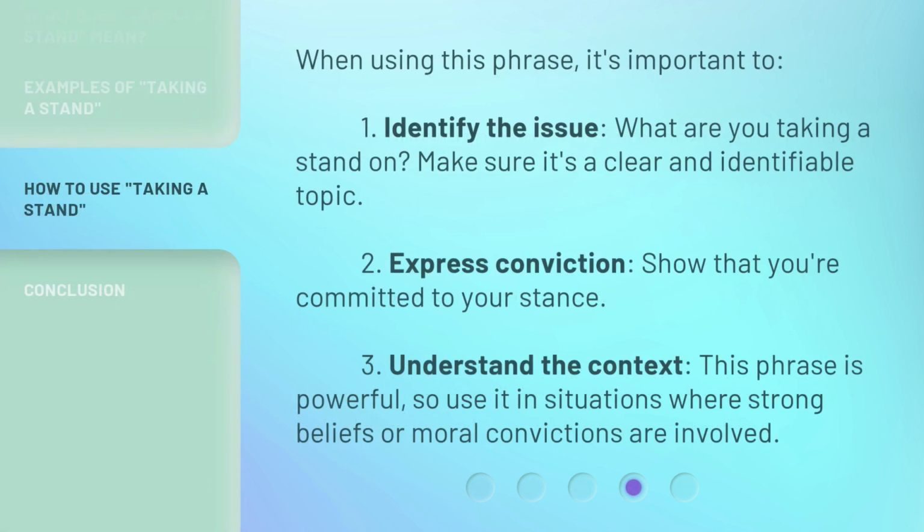When using this phrase, it's important to: 1. Identify the issue. What are you taking a stand on? Make sure it's a clear and identifiable topic. 2. Express conviction. Show that you're committed to your stance. 3. Understand the context. This phrase is powerful, so use it in situations where strong beliefs or moral convictions are involved.